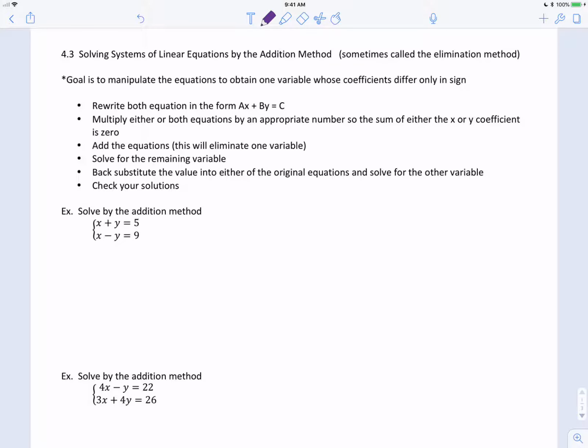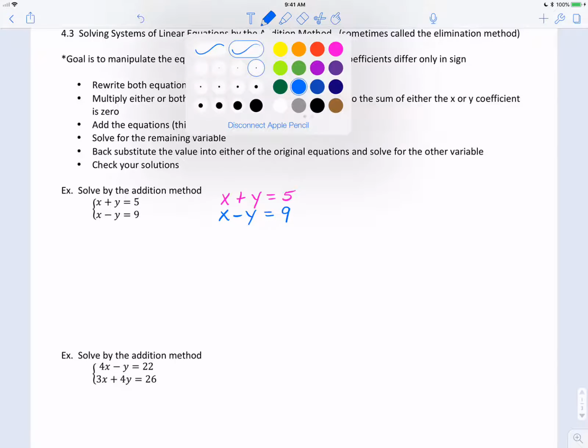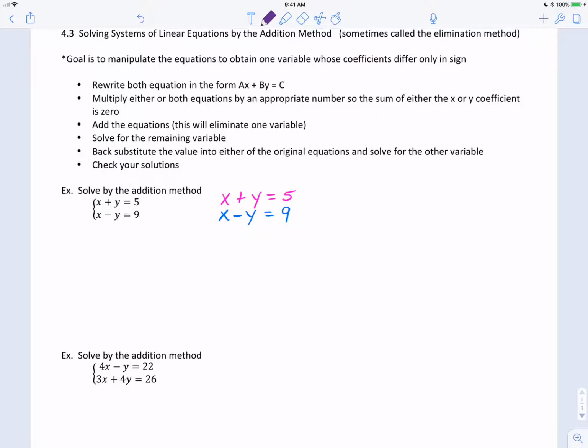Here's the first example, which is pretty easy. I didn't make anything that we needed to change, just so you can see how we add these two equations together. Notice on these two equations, x plus y is equal to 5 and x minus y is equal to 9, that we have a positive y and a negative y. So those coefficients are positive 1 and negative 1. If I add them together, I'm going to end up with 0.